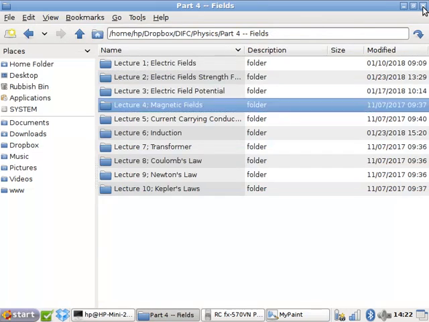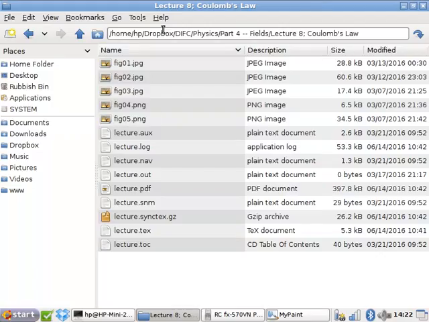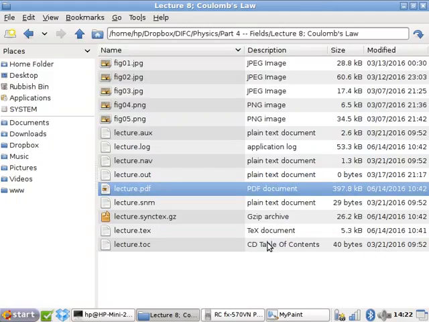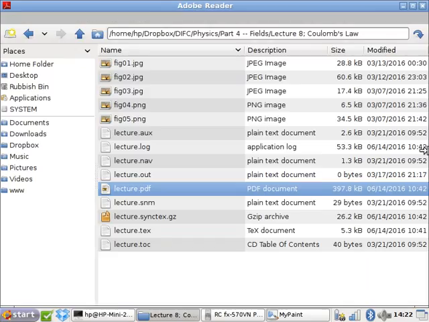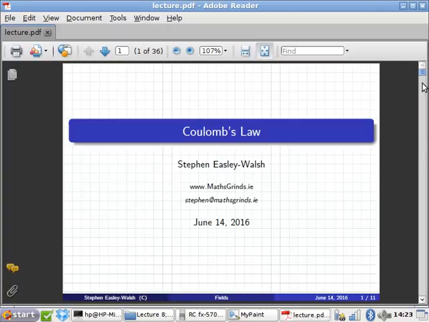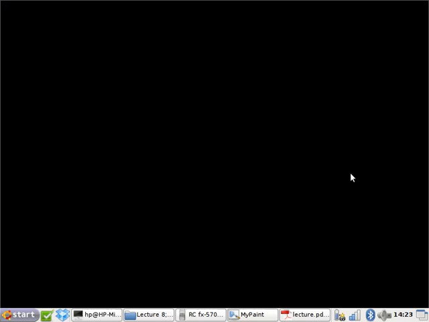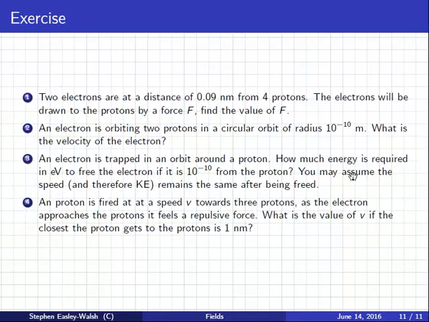Isn't it the same? Coulomb's Law. This one first? Coulomb's Law. Coulomb's Law. Yeah. Right. Children, please.